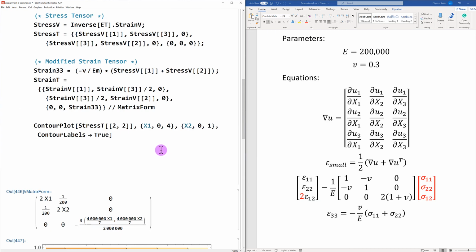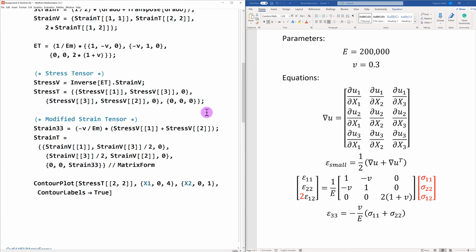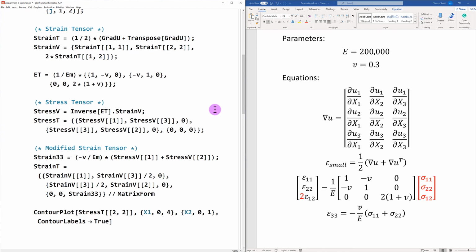If you are looking at the contour plots, I highly recommend that you take away the matrix form of your strain and your stress tensor. It'll allow you to plot it much more efficiently. So that's it for question number 4 of assignment number 6. A beefy video, but I feel like if I go in depth in the Mathematica code, hopefully it makes your lives a little bit easier, which is what I'm going for.